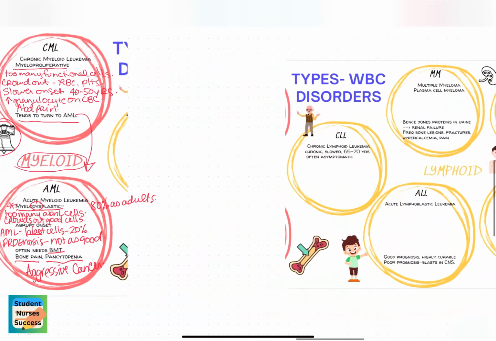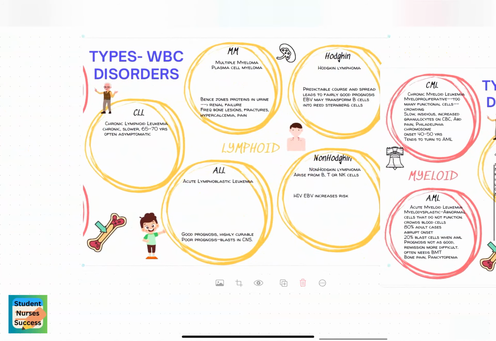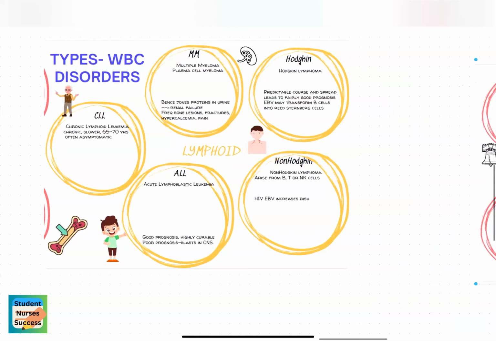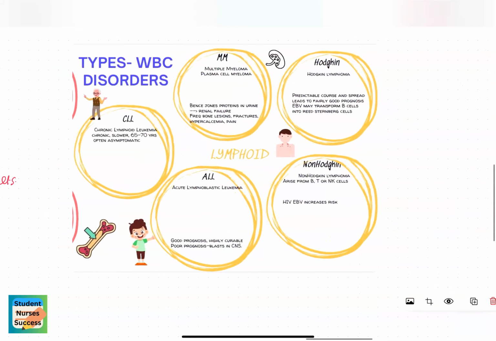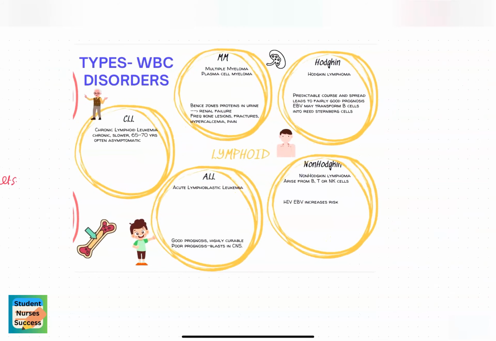So now let's talk about our lymphoid disorders. And those are all in the yellow circles. So these fall under the category of lymphoid disorders. And in most cases, it's a problem with the B cells. And we know B cells are part of our lymphoid cells. So there's 5 of them that we're going to talk about.